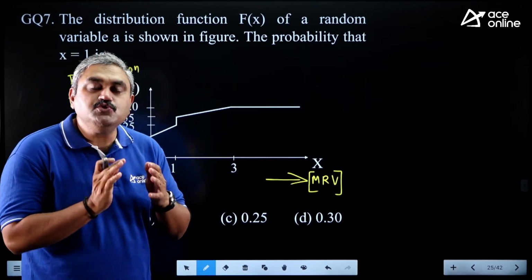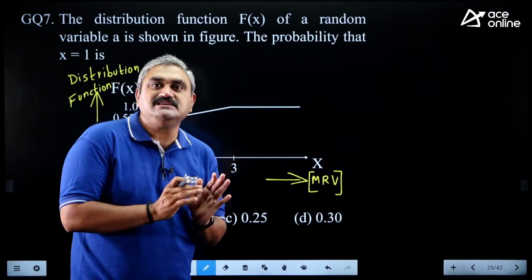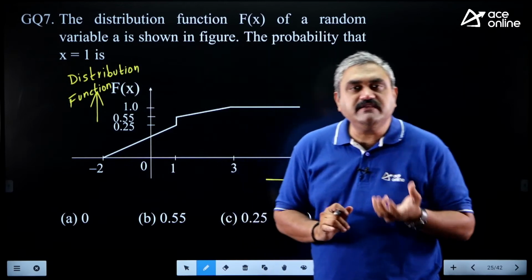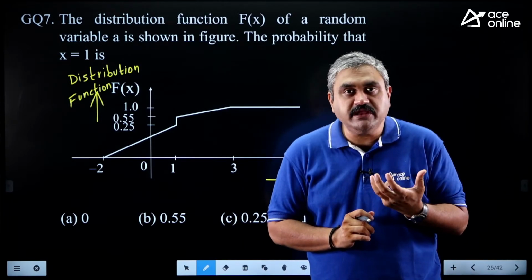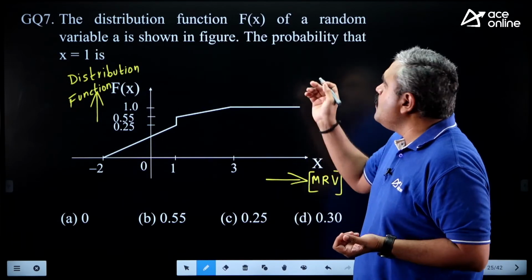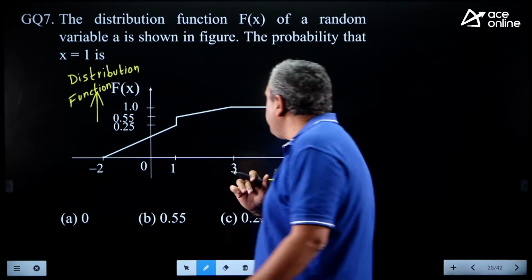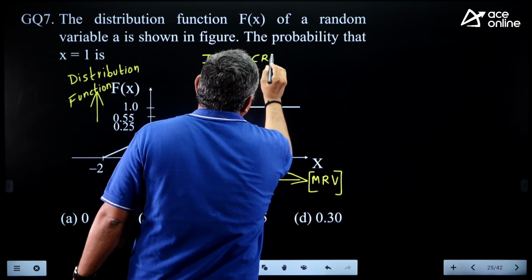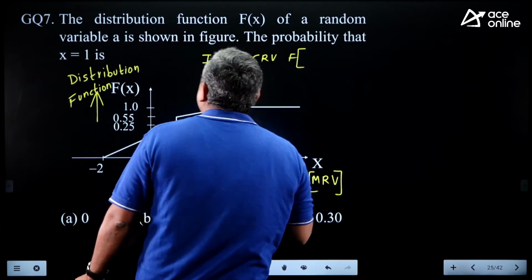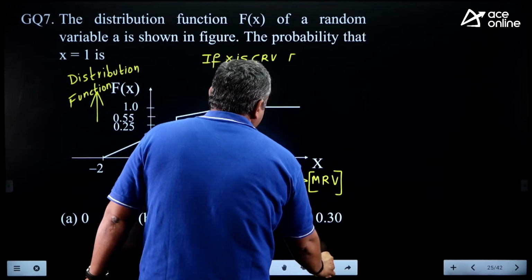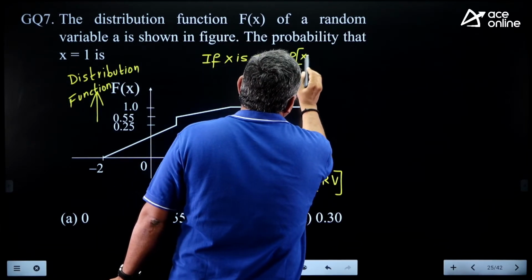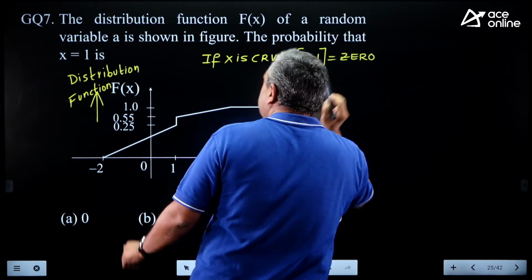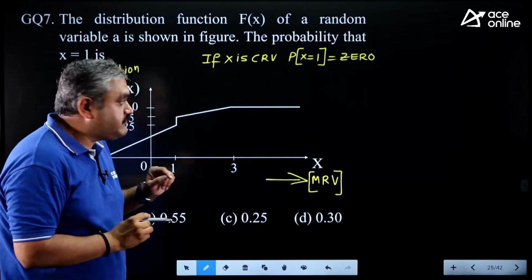How will you identify? You can identify it whenever the curve has sudden changes in probabilities. So whenever you have this y-axis with this sudden step change, that is an indication of a mixed random variable. That is a very, very important observation. Now what is the question asking? What is the probability of x equal to 1? Now previously I told you, if x is a continuous random variable, the value of the probability of x equal to 1 would have become 0. So if you see, your options are also having 0, be very careful.